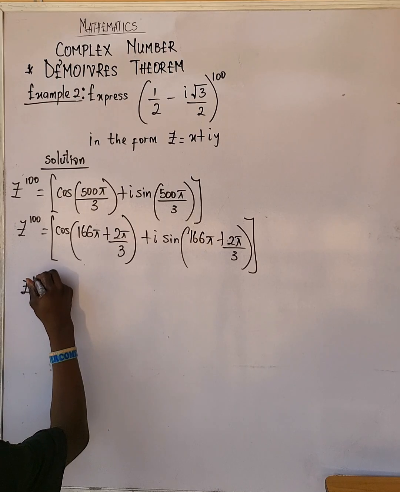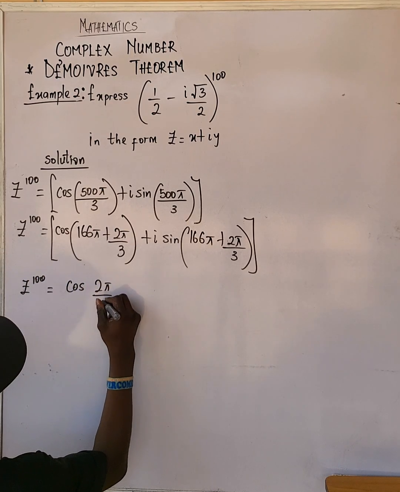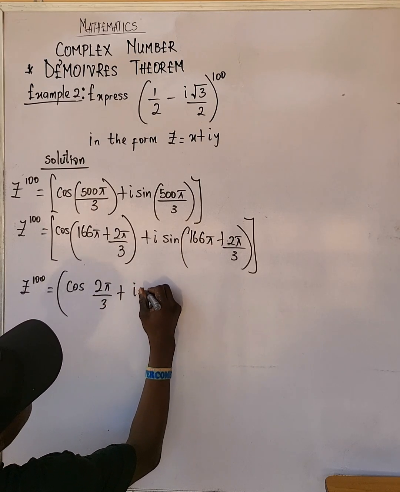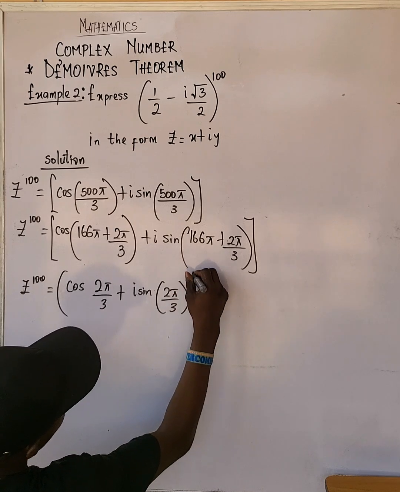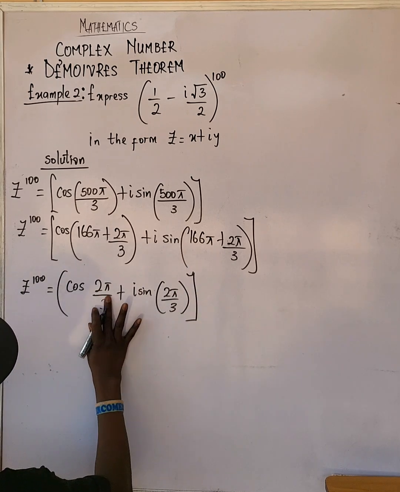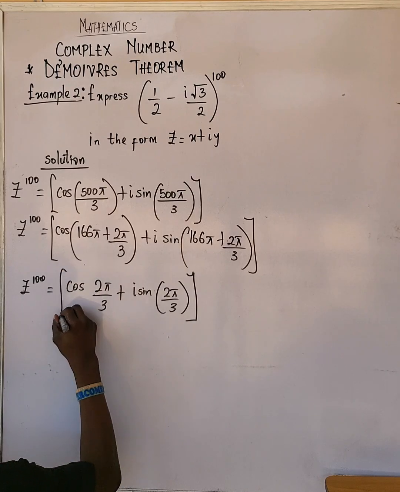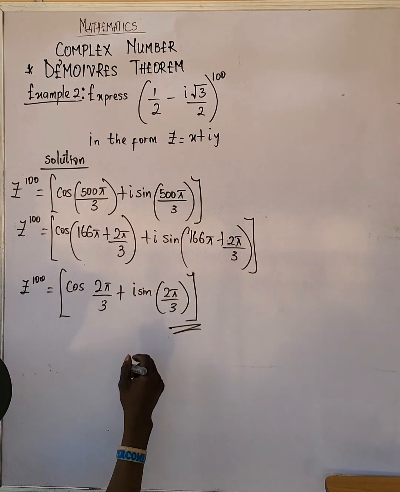We have z to the power of 100 equals, so what are we going to take? cos 2 pi over 3 plus i sine 2 pi over 3. Like I told you, you neglect this one, so we don't need it again. So this is our final answer. Or we can go and convert it to degree. Let's convert it back to degree.